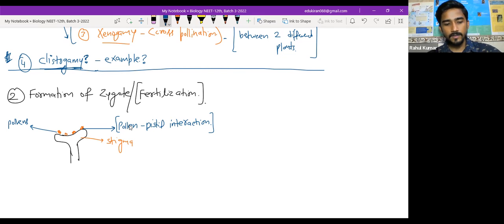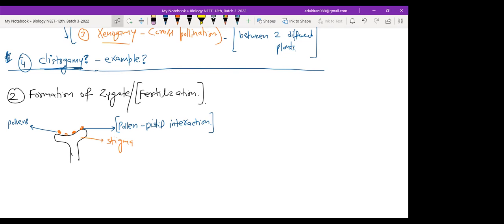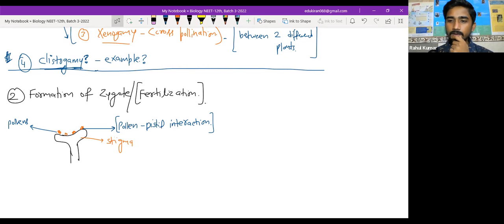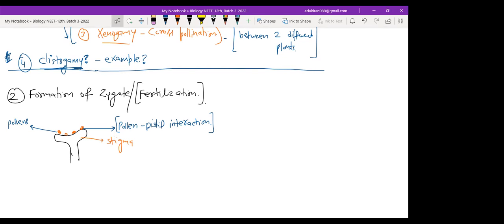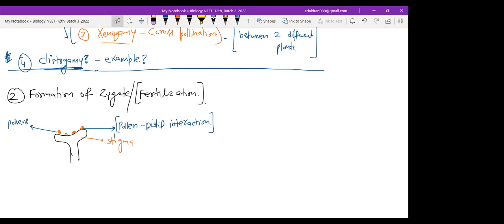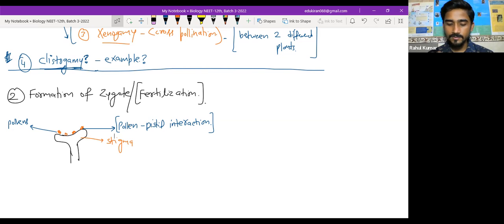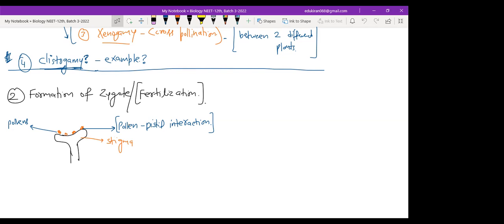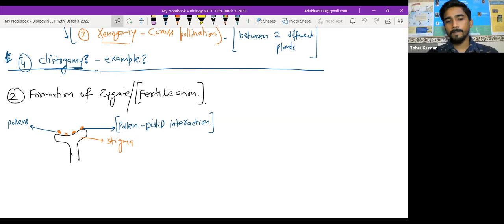Yes, Alia, you were asking something? I cannot hear Alia. I don't know why. Alia, can you come closer to the mic or something? Hello. Yes, now I could hear you louder, but the voice was breaking. Sir, I was saying, can you repeat it? Yes, can I repeat pollen pistil interaction? Yes, sir. I've written. Yes. You have written, but okay.